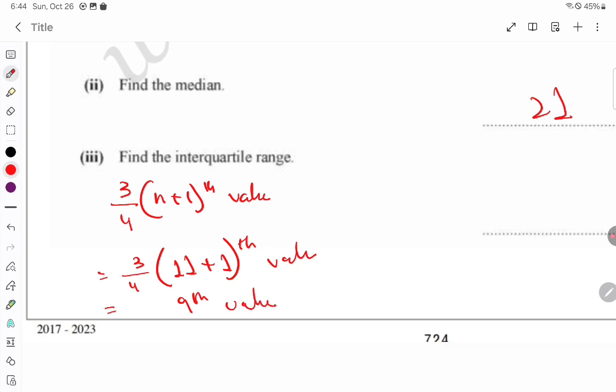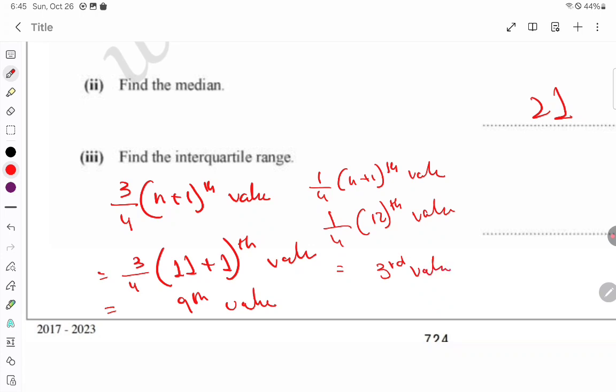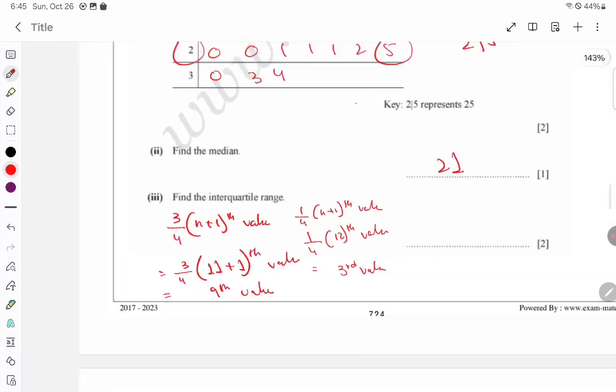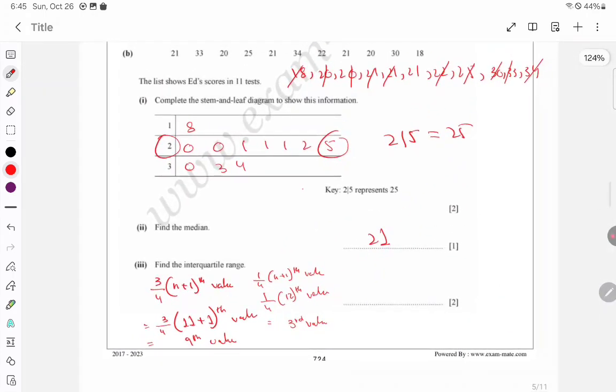For the lower quartile, we use 1 over 4 multiplied by the n plus 1 value. Now for that, it will become 11 plus 1, 12 value, and the lower quartile becomes the third value. So the ninth value and the third value.